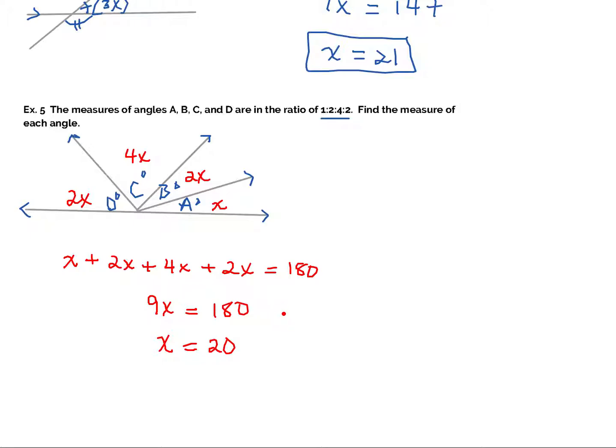So they want you to find the measure of each angle. So we're going to plug 20 in for x. So we're going to get this one is 20 degrees. This is 40 degrees. This one is 4 times 20, so it'd be 80 degrees. And 2 times 20 is another 40 degrees. So that would be your answer to that problem.